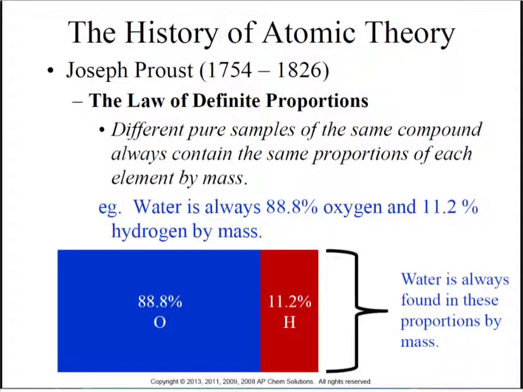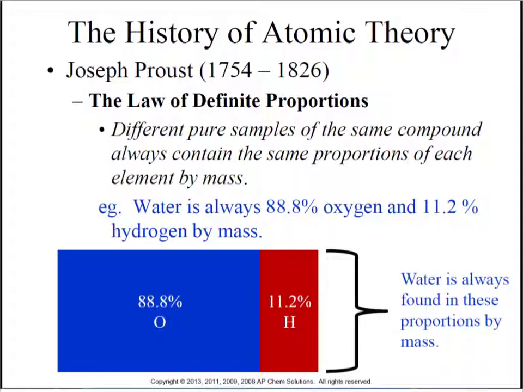On to Joseph Proust. So at this point, we had kind of found out about elements. They had started narrowing things down, so we knew about hydrogen, we knew about oxygen, but compounds were something different. Okay, so the law of definite proportions was what was discovered, or proposed, by Joseph Proust.